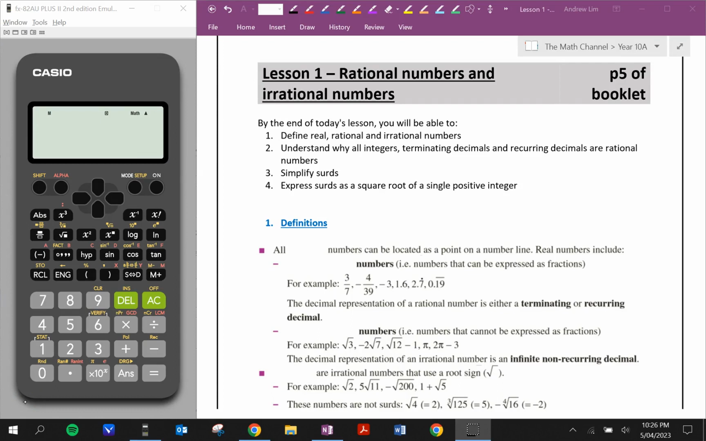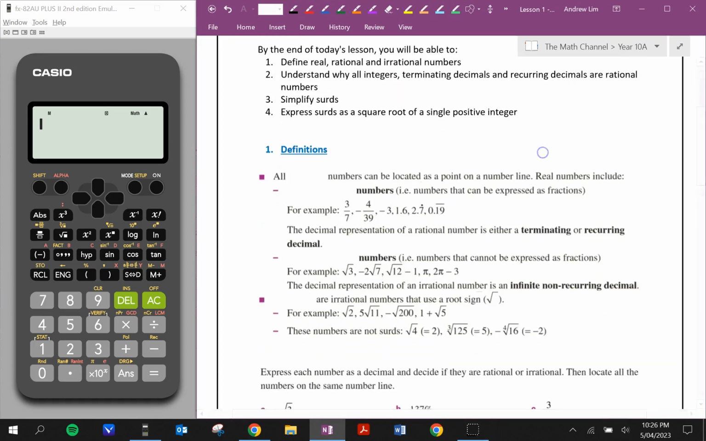In this video, we're going to be looking at rational numbers and irrational numbers. So by the end of this lesson, you'll be able to define real, rational, and irrational. Understand why all integers, terminating decimals, and recurring decimals are considered rational. Simplify surds, and express surds as a square root of a single positive integer.